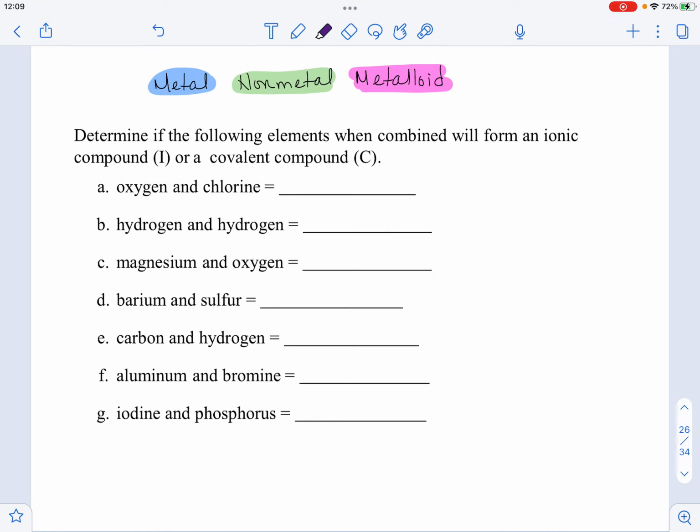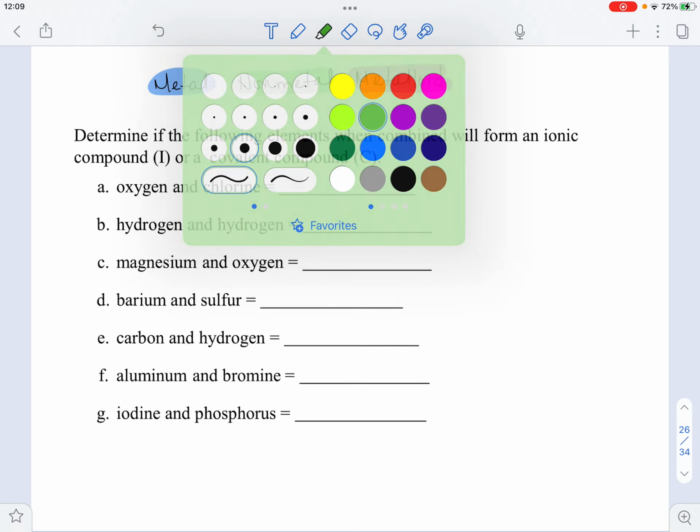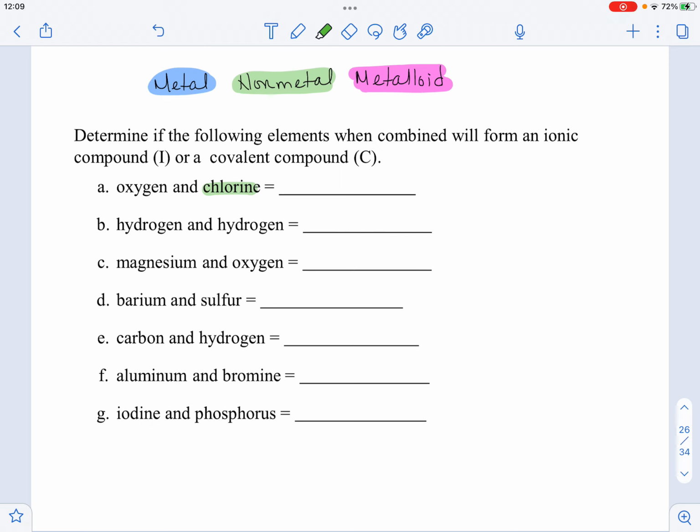So first we look at oxygen and chlorine. When I look at the classification of oxygen and chlorine on the periodic table, they are both to the right of the metalloids. So what that means is that they are both nonmetals. If you have two nonmetals, that makes a covalent compound. Let's look at the next one. Hydrogen and hydrogen. Hydrogen is a non-metal element, and if we have two of them making a compound, that also makes a covalent compound. Let's move to the last pair.